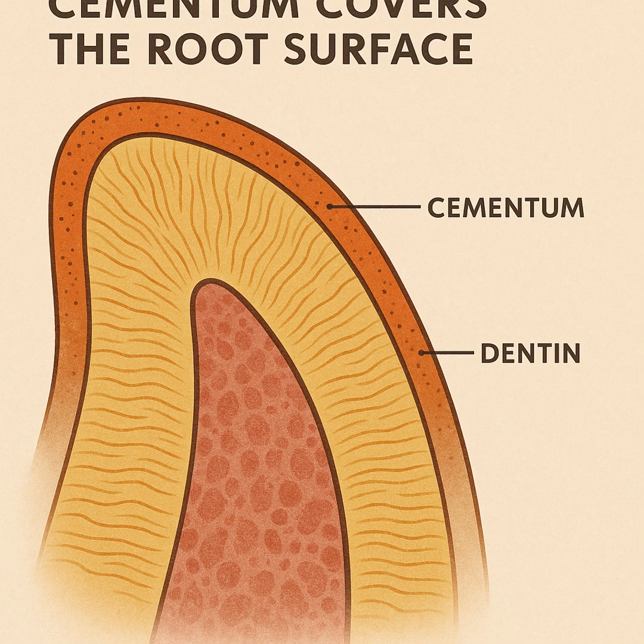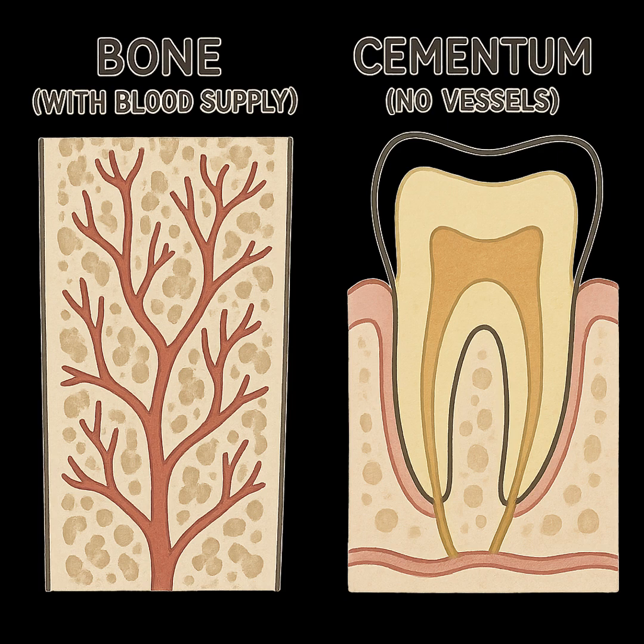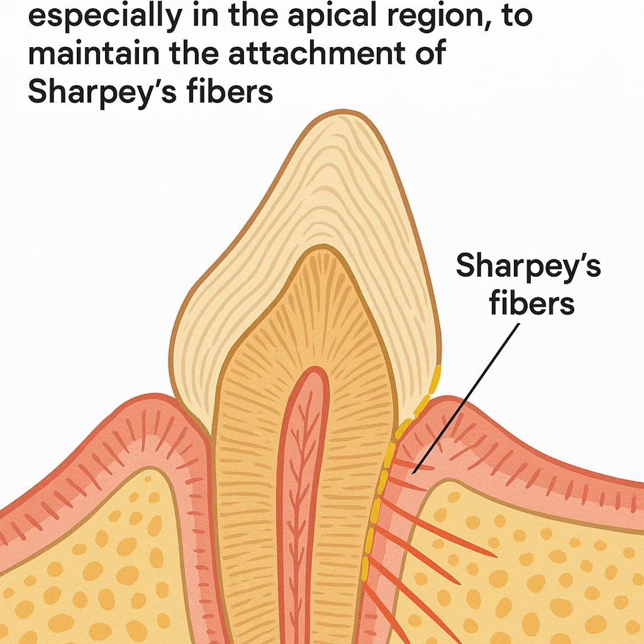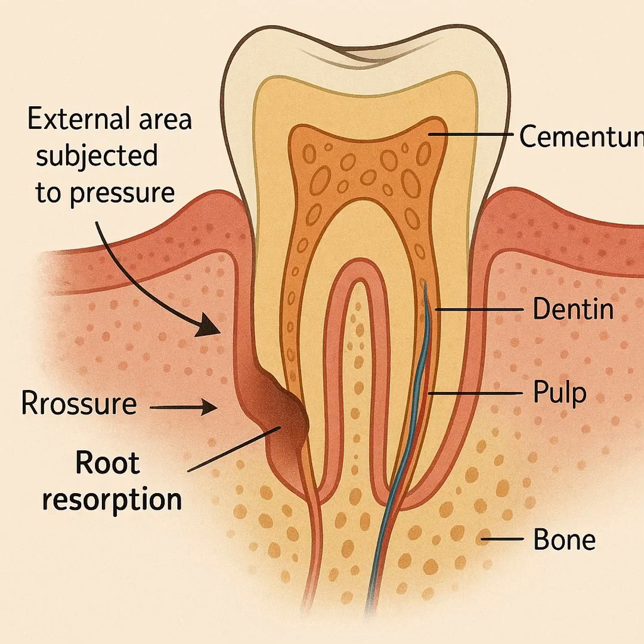Next, the cementum. Cementum covers the root surface. Unlike bone, it is avascular and does not remodel physiologically. It's continuously deposited, especially in the apical region, to maintain the attachment of Sharpey's fibers. Think of it as the armor plate of the root. It is remarkably resistant to resorption, more so than bone, but it is not indestructible. Excessive or prolonged pressure can expose cementum to clastic activity, leading to root resorption.